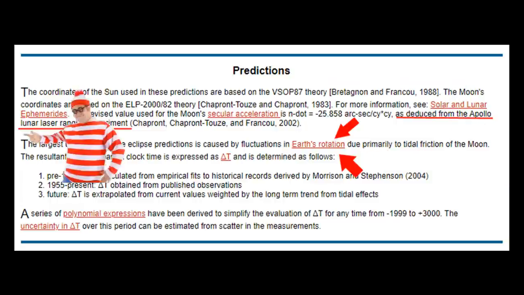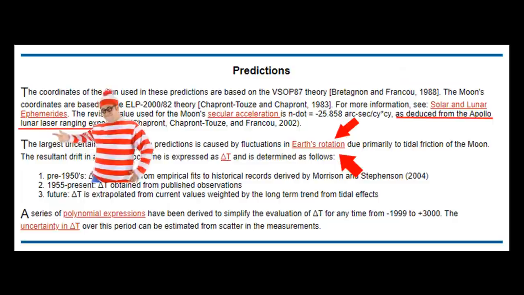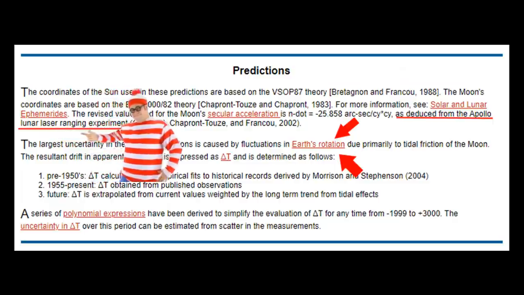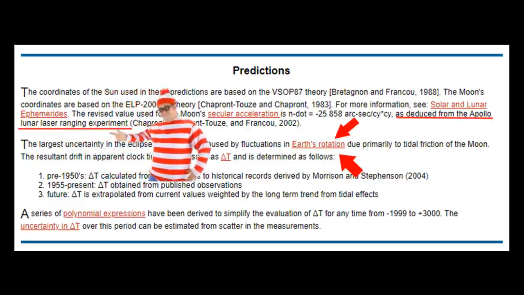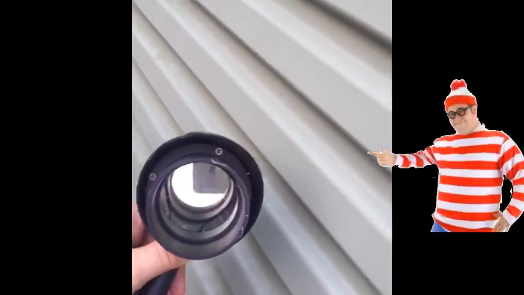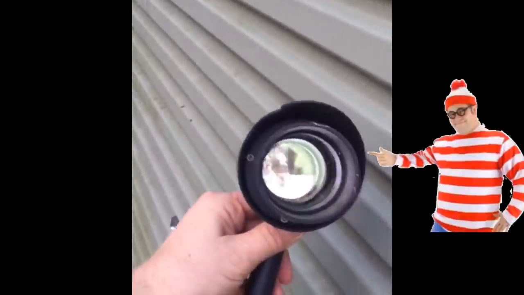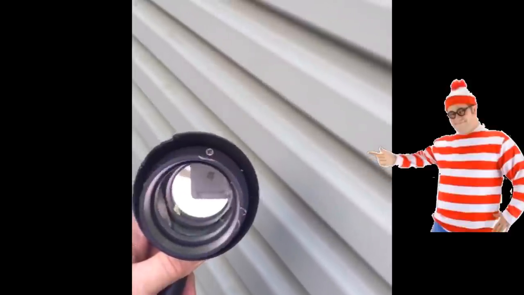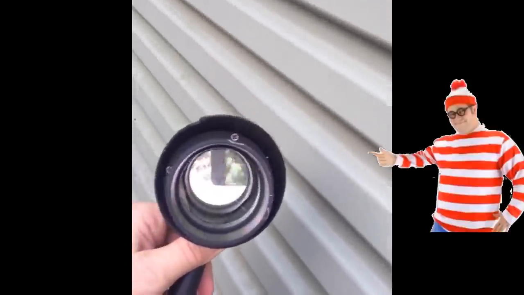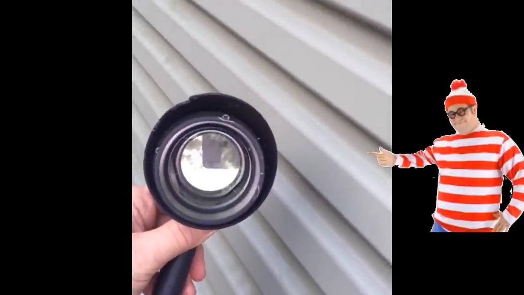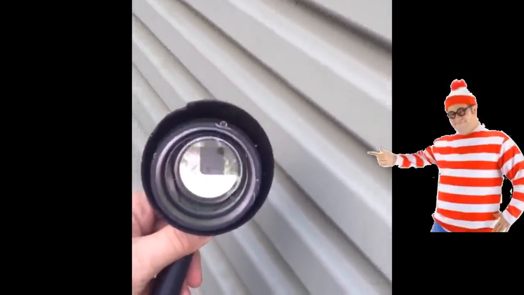Why? Because laser ranging to the moon has very accurately measured the distance and angles to the moon. Oh, and that ranging is made possible because of the retro reflectors left there on the moon by NASA and the Soviets. Yeah, and Wally has one of them too. Cool, hey? Notice how the lens of the iPhone is always dead center.